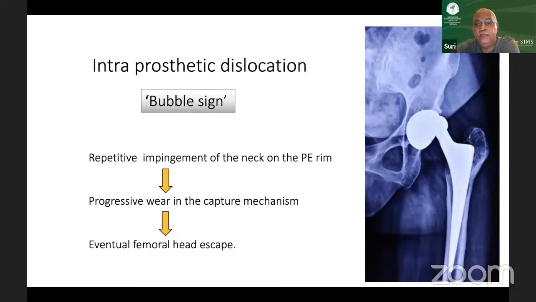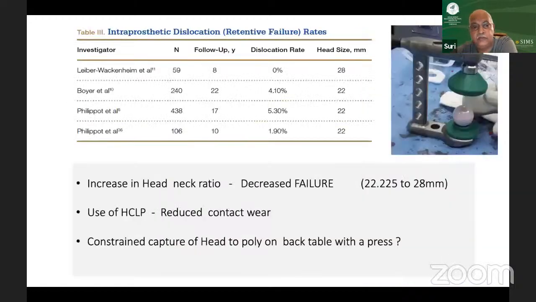What happens, like I said, if the alignment moves, or if there is something wrong, or the cup is very much valgus? The repetitive impingement of the neck on the polyethylene rim superiorly leads to progressive wear in the capture, and eventually the femoral head escapes. This is what is typically called a bubble sign. You will find a black air pocket on the inferior side, basically the poly debris and the debris reaction, which we find in the failed revisions, aseptic failures in the revisions. So this could well be one of the reasons. This is the mechanism by which the intraprosthetic dislocation fails.